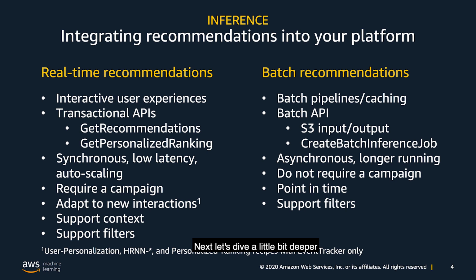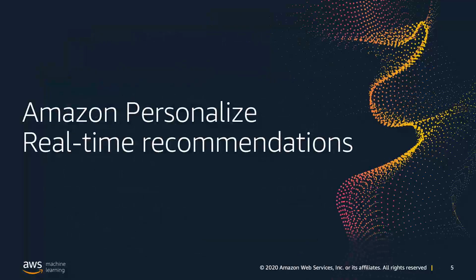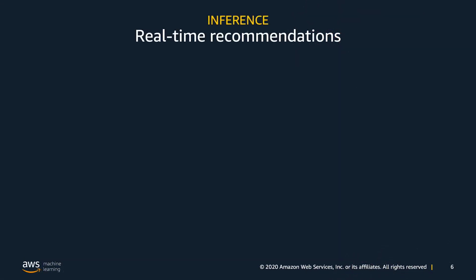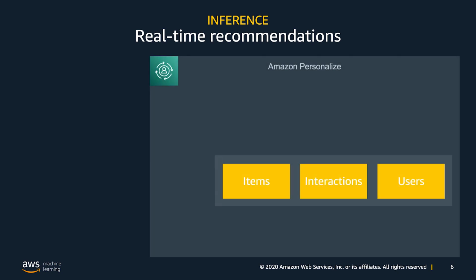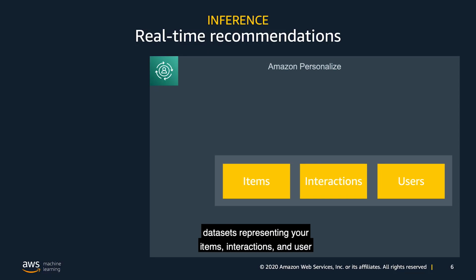Next, let's dive a little bit deeper into both of these approaches. So we'll start by taking a closer look at real-time recommendations and a high-level diagram of how the various personalized components work together and with your application. You start with creating a dataset group, schemas, and datasets representing your items, interactions, and user data. These steps were covered in detail in the data-related episodes in this series, so be sure to check out those episodes if these are new concepts for you.